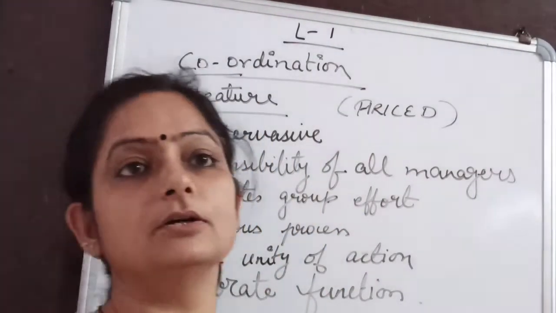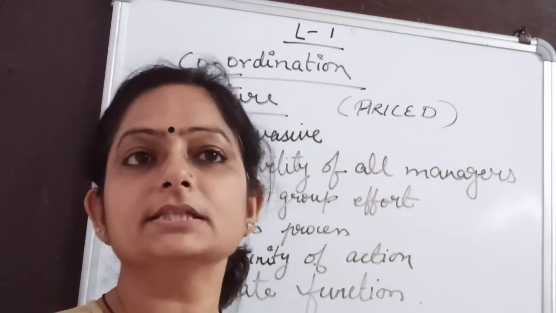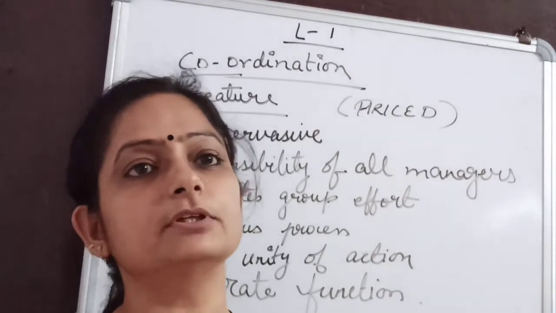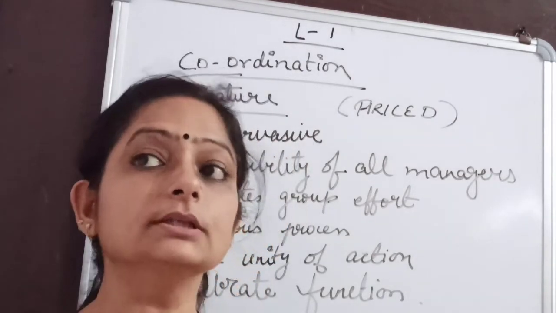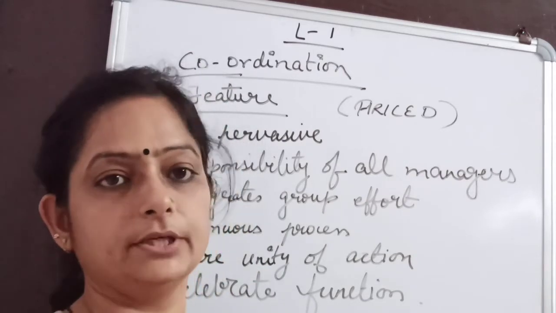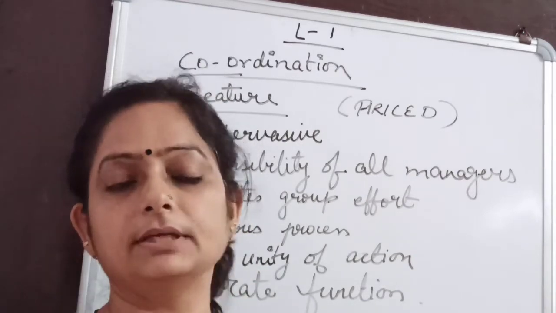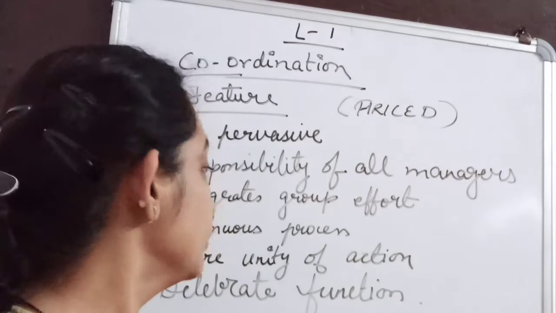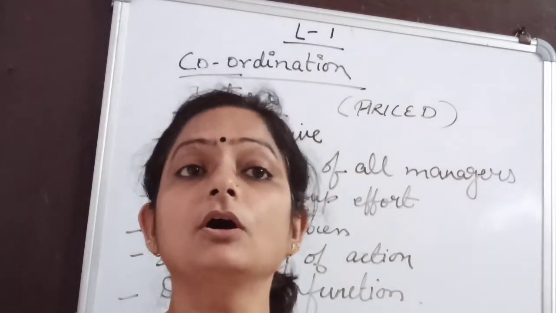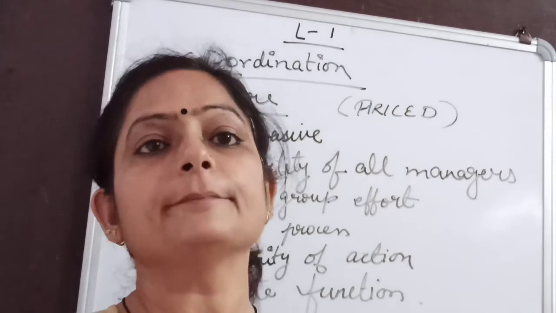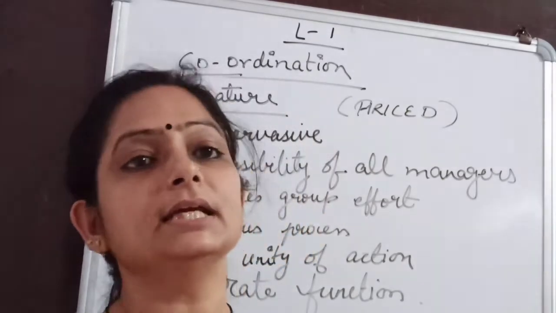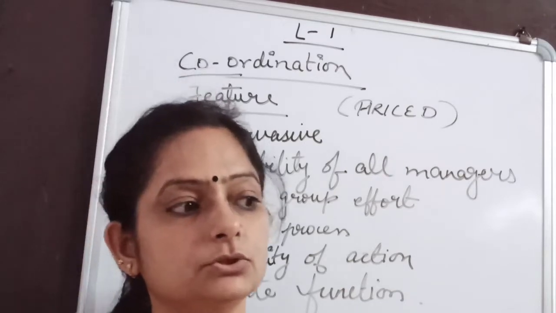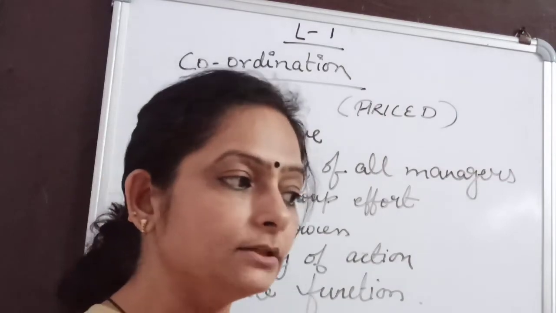So the first is all pervasive, which means coordination is required at all levels of management because it integrates the effort of different departments as well as all the levels of management. Levels of management you must already know, like top level, middle level and lower level. So it integrates the efforts of all the levels of management. Now the second point says that it is the responsibility of all managers. Each and every manager is responsible for integrating the efforts of their subordinates towards the goal. Whatever goal has been decided, it is the responsibility of the manager to motivate their subordinates.